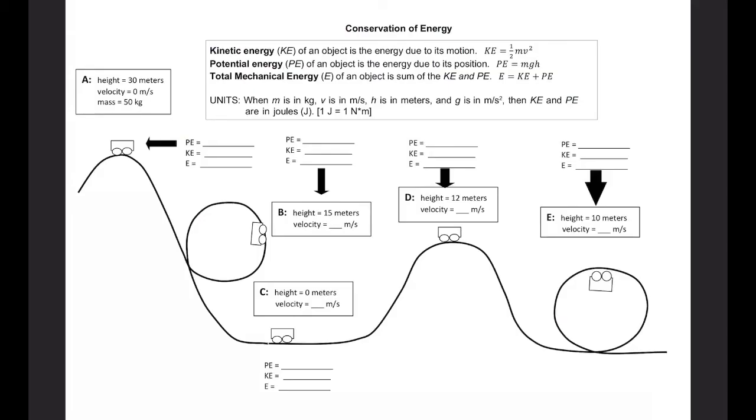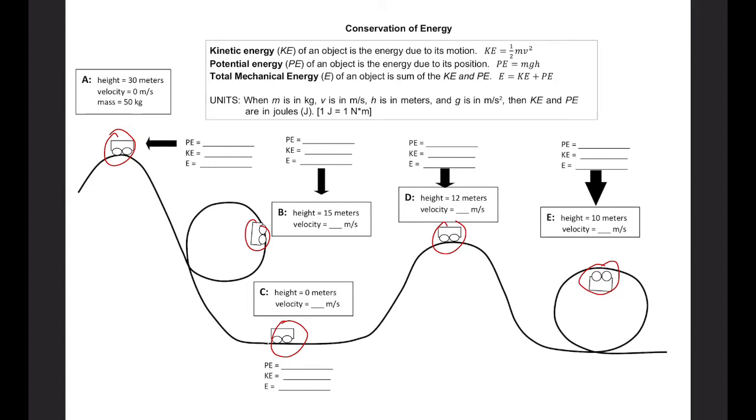All right, in our packet, we have a roller coaster and it's going to go through some different locations. You'll see location A, B, C, D, and E. You should be able to predict which one of those locations has the most potential energy, which one of those locations has the most kinetic energy, and which one of those locations has the most total energy.